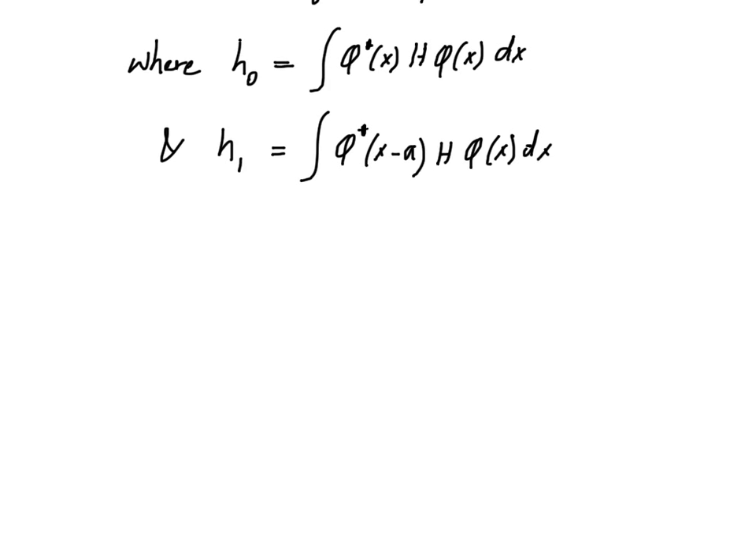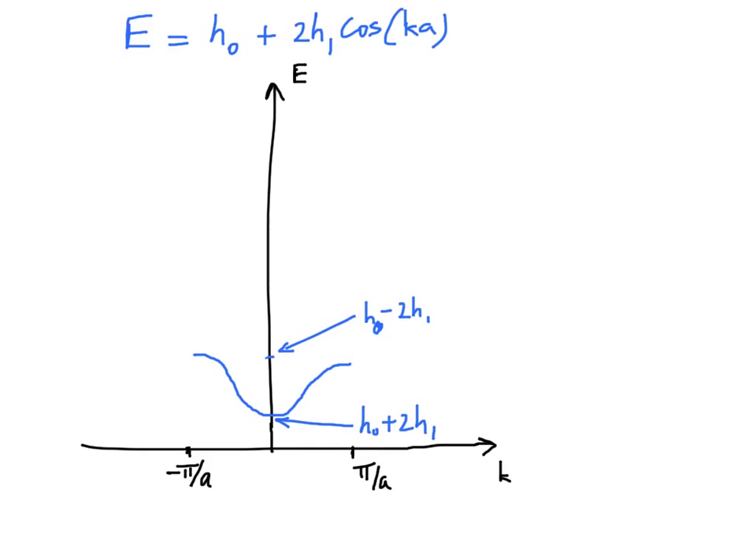Let me make a little room for myself. So the top of the slide is the expression for electronic energy, which is equal to H naught plus 2H1 times cosine Ka. H naught and H1 are of course constants, and so if you plotted E as a function of K, you're going to get a periodic function, a cosine, right? And in fact, that's exactly what is plotted over here. And of course, it's plotted just within the first Brillouin zone, minus pi over a to plus pi over a.